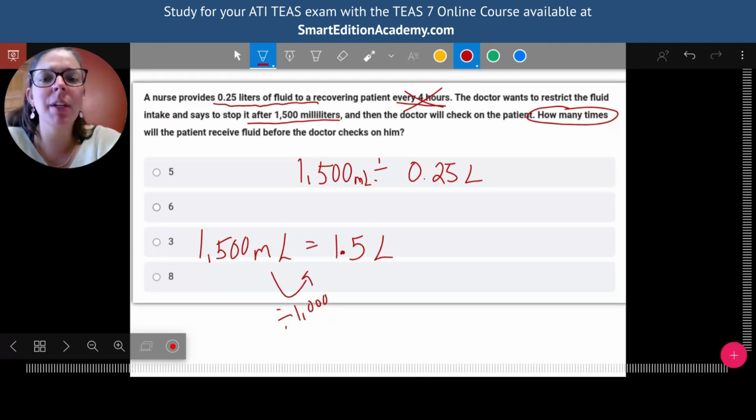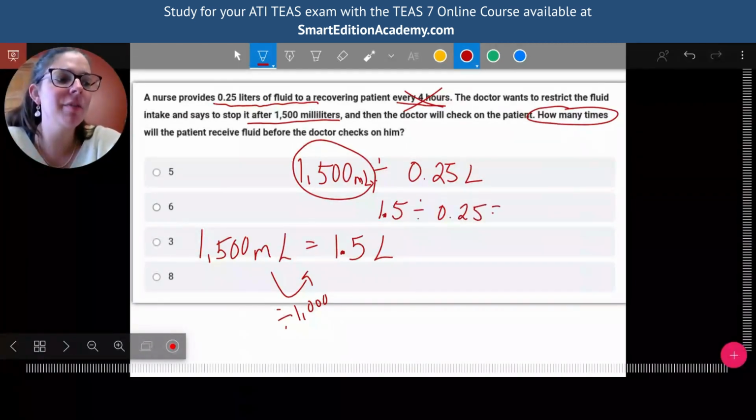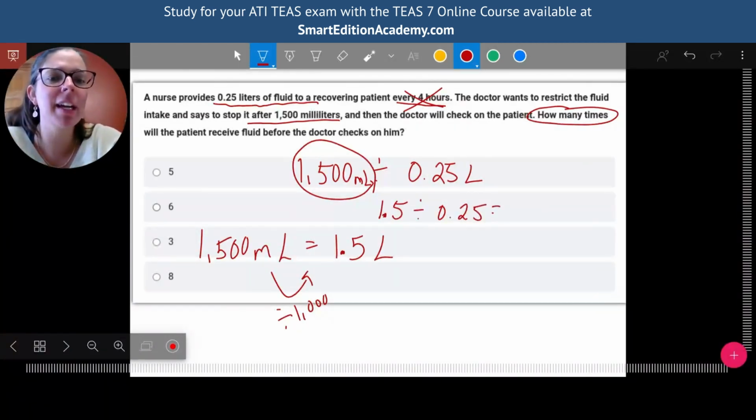So really what I'm going to do is change this to liters, 1.5 divided by 0.25. Okay, and when I divide that, I get 6. So this means that the patient will receive fluid 6 times. Okay.